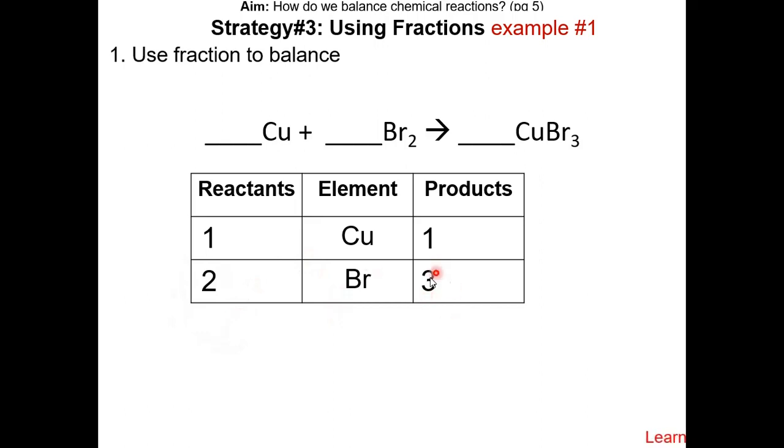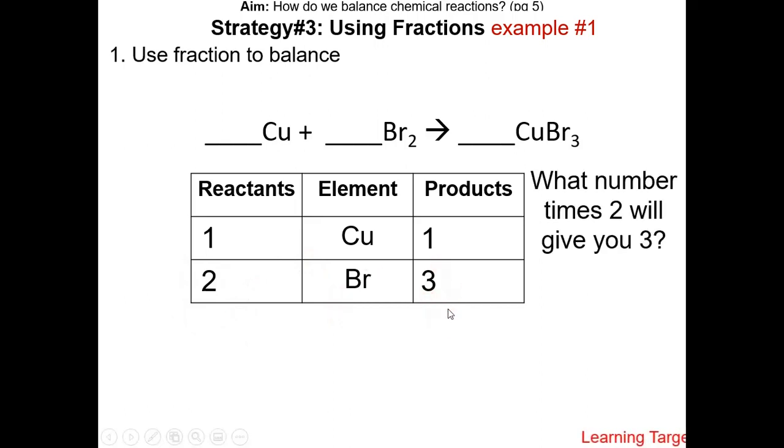The first step is to make the number of bromine on the reactant side equal to the number of bromine on the product side, which is 3. So what number times 2 will give you 3? So 2 times this number gives us 3, so this number must be 3 over 2. So 2 times 3 over 2 will give us 3. So this is the fraction that we're going to use for the coefficient of Br2.